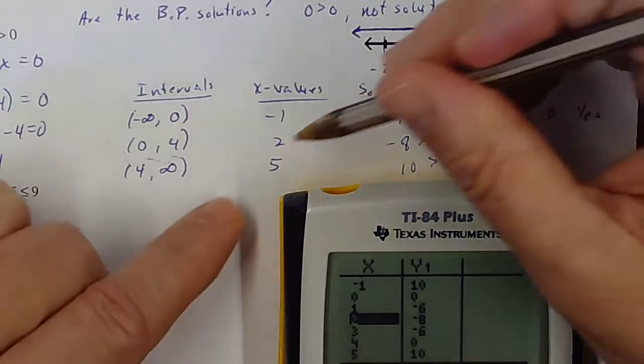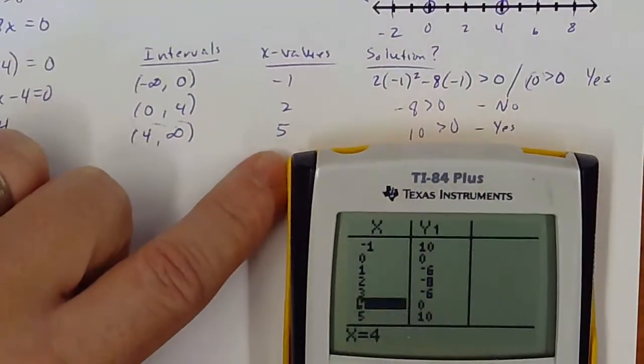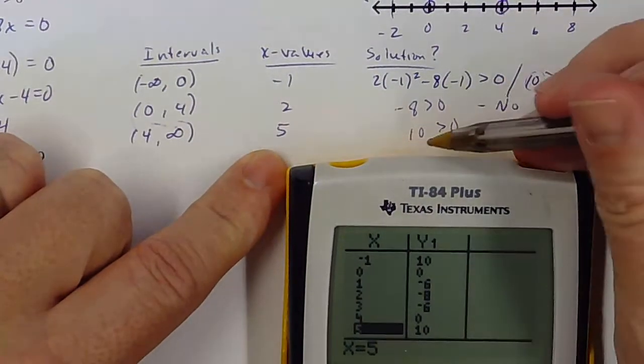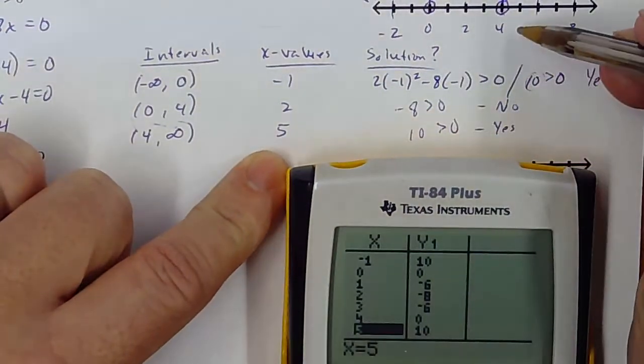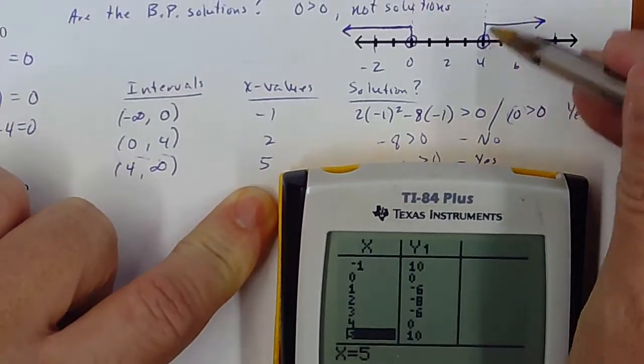So keep that open. Plugging in 5, I can see on my table here, it's 10. So is 10 greater than 0? Yes. So any number over here to the right is going to work.